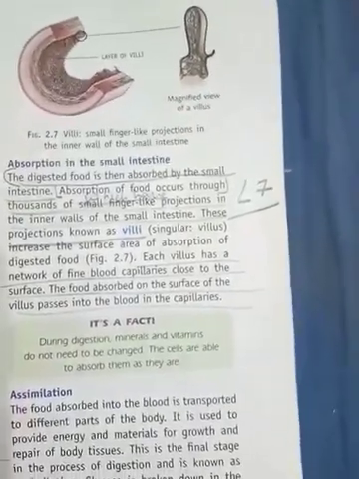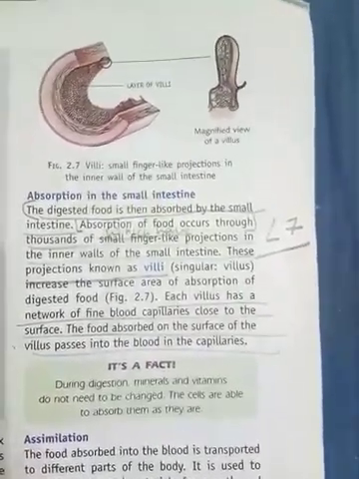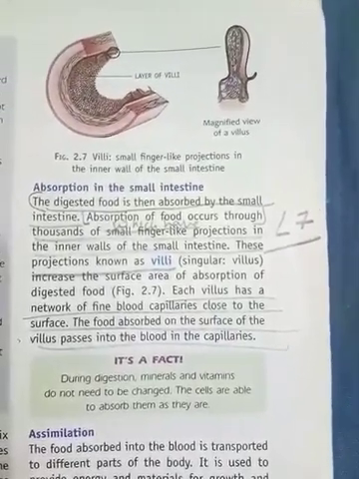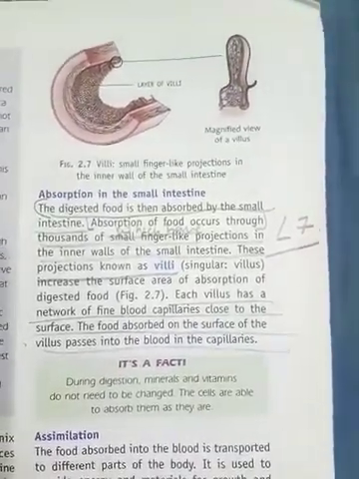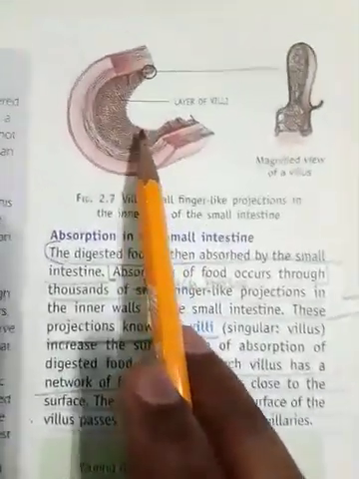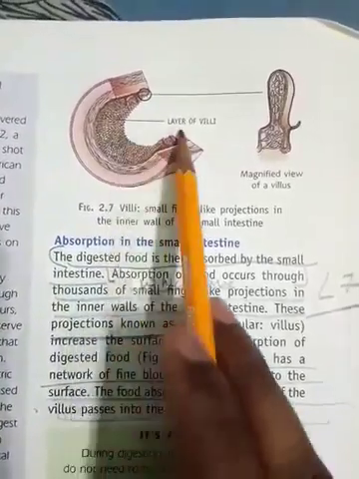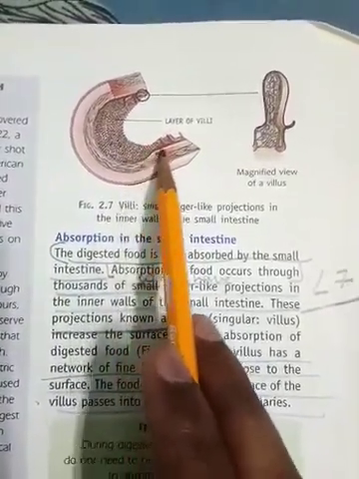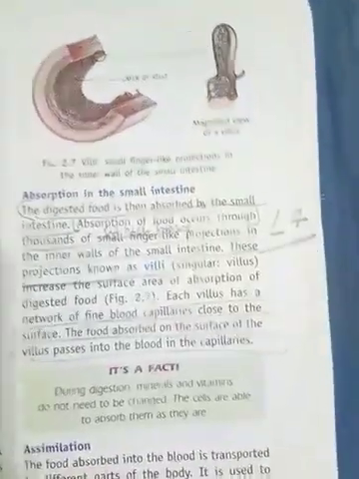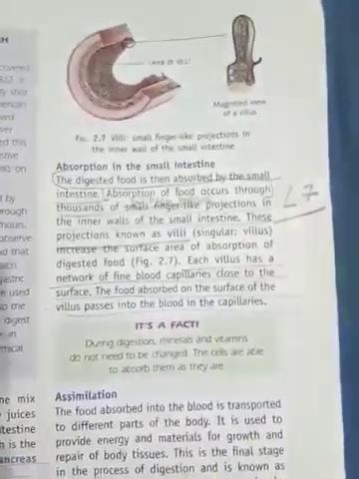The digested food can now pass into a blood vessel in the wall of the intestine. This process is called absorption. The inner wall of the small intestine has thousands of finger-like outgrowths called villi. The structure of villi: these are small finger-like projections in the inner wall of the small intestine. The villi increase the surface area for absorption of digested food.